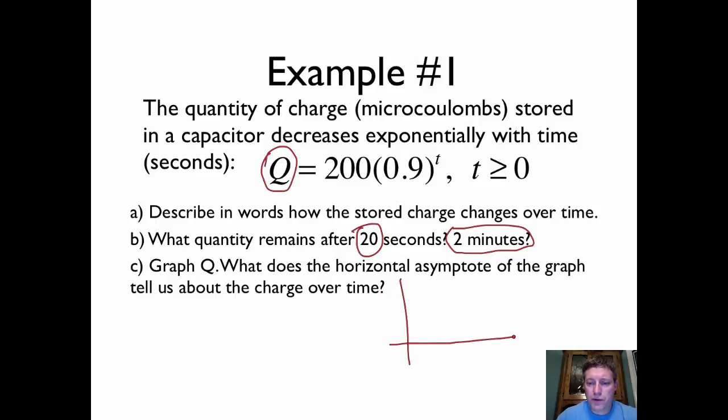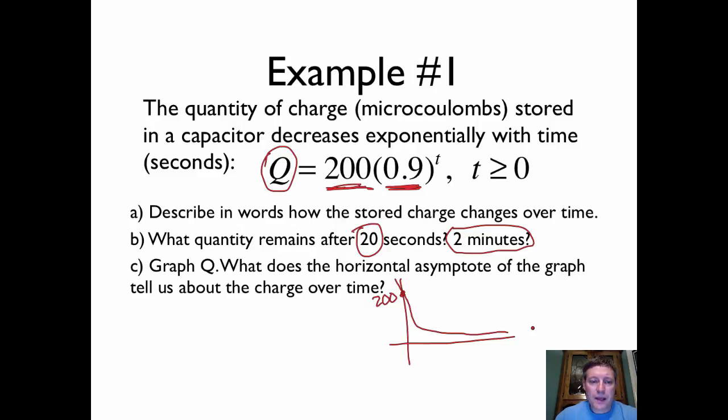And I hope that you would know that because it's a decreasing exponential function and it starts at 200, you can almost not even use your calculator to know at least what the sketch is going to be. It's going to start at 200 and it's going to decrease over time, and so it's going to be something like this. It's going to be an exponential function that goes down and heads toward the horizontal asymptote of the x-axis.